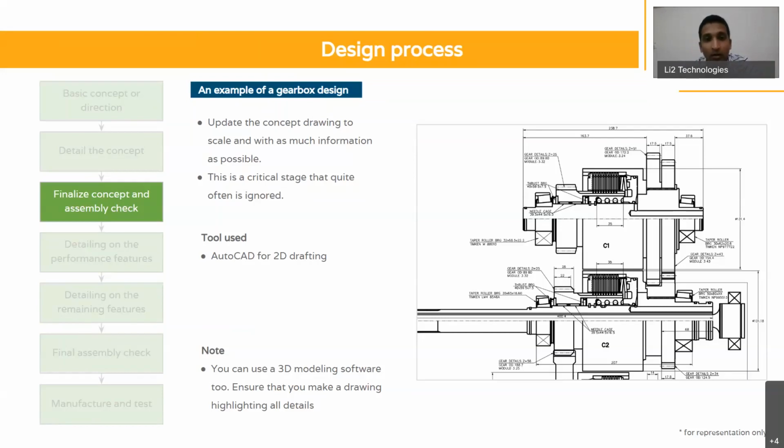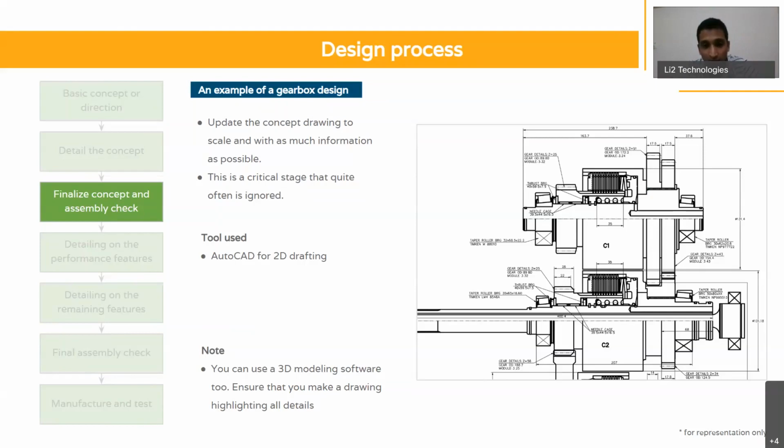As I've told on the left side as well, update the concept drawing to scale and with as much information as possible. This is a critical stage that is quite often ignored. At least today, we find quite often that designers directly go into 3D modeling or 2D drawing, which is absolutely no issue, but they fail to identify all the information that is critical to the performance. This is something that I would suggest to people who may be heading into design in future: don't ignore this, irrespective of whether it is mechanical design or PCB design or any kind of design. Make sure that this stage is done well.